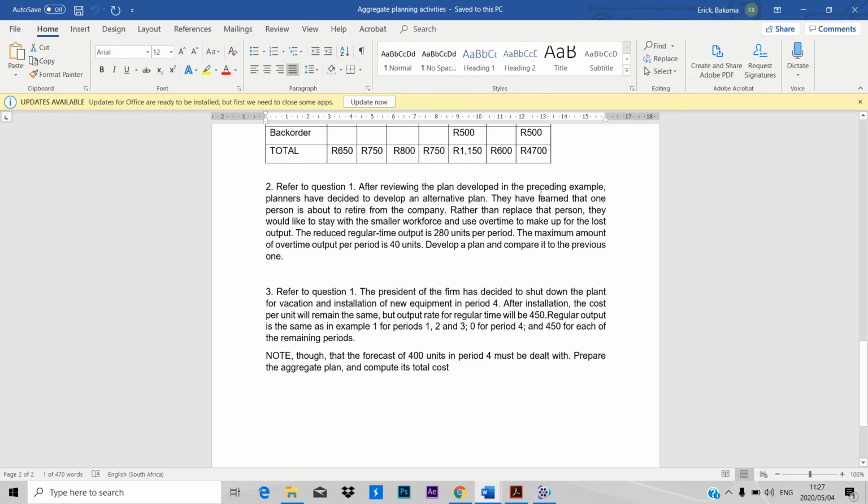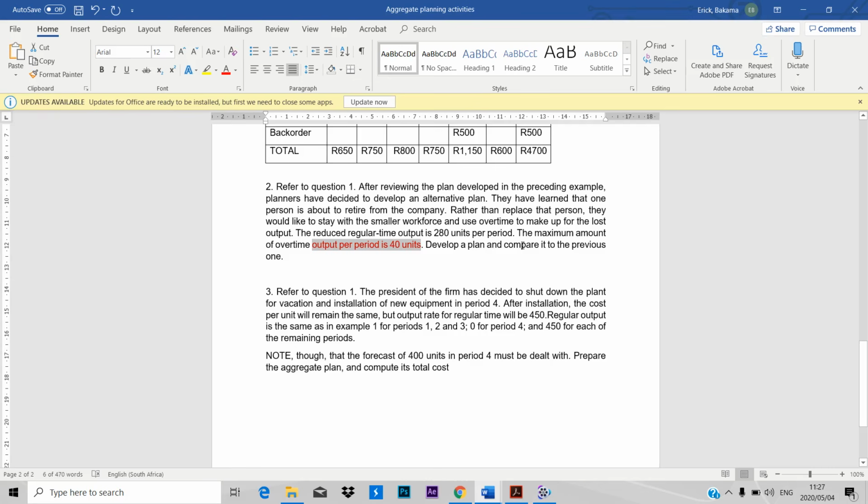The second question says: refer to the same question, and after reviewing the plan provided in the preceding example, planners have decided to develop an aggregate plan. They have learned that one person is about to retire from the company. Rather than replace the person, they would like to stay with a smaller workforce and use overtime to make up the lost output. The regular-time output is 280 per period, and the maximum amount of overtime output per period is 40 units.